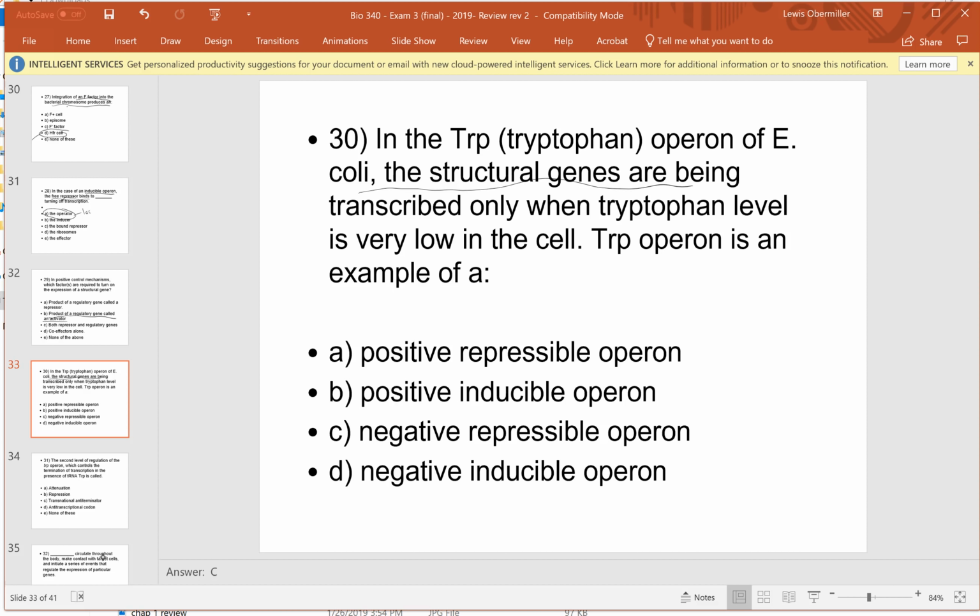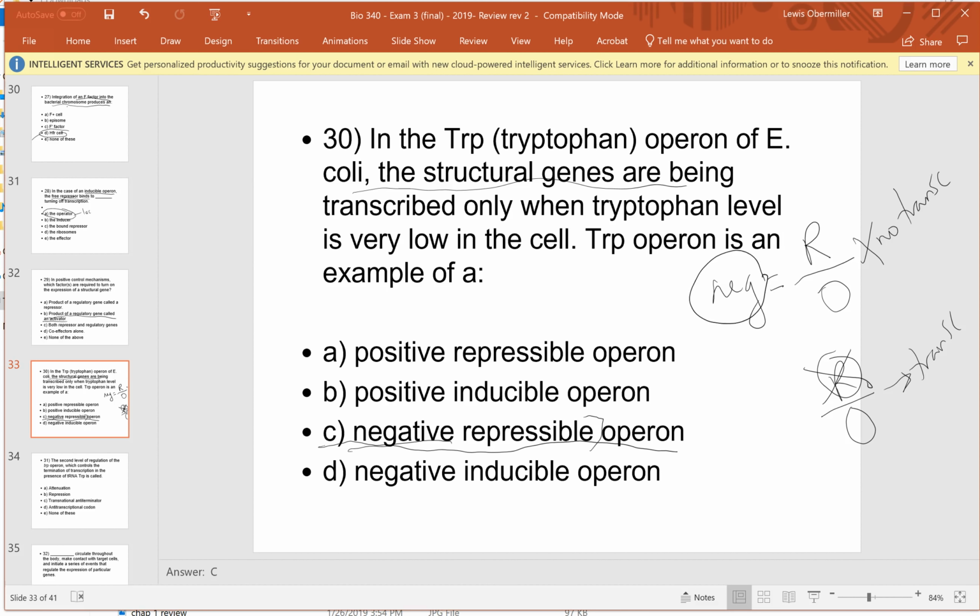Trp operon, structural genes are being transcribed only when the tryptophan level is low. So the tryptophan operon is a negative repressible operon because when we talked about the definition of negative, negative is when we have an operator that binds a repressor and then we get no transcription, or we have an operator that has no repressor present and we get transcription.